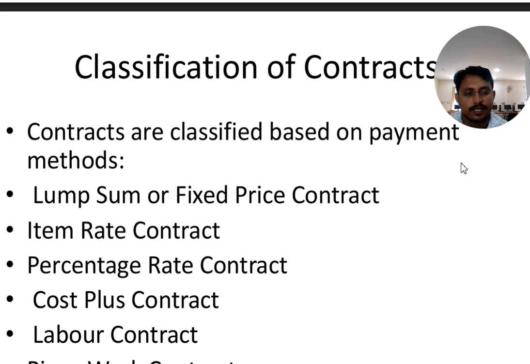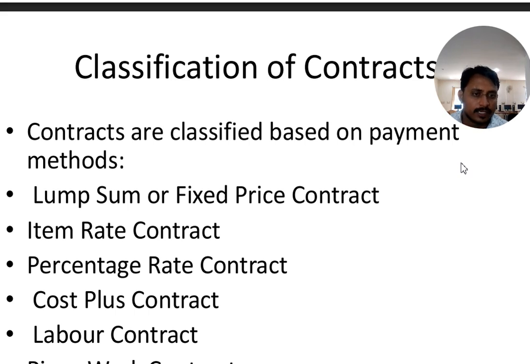A lump sum contract means the entire work is given to the contractor for a fixed amount. For example, the owner will ask the contractor to complete the entire building up to 10 lakhs. So 10 lakhs is the fixed price. The contractor accepts the owner's request, that is 10 lakhs. So within the 10 lakhs you will complete the entire building. That is the fixed price, or lump sum contract.